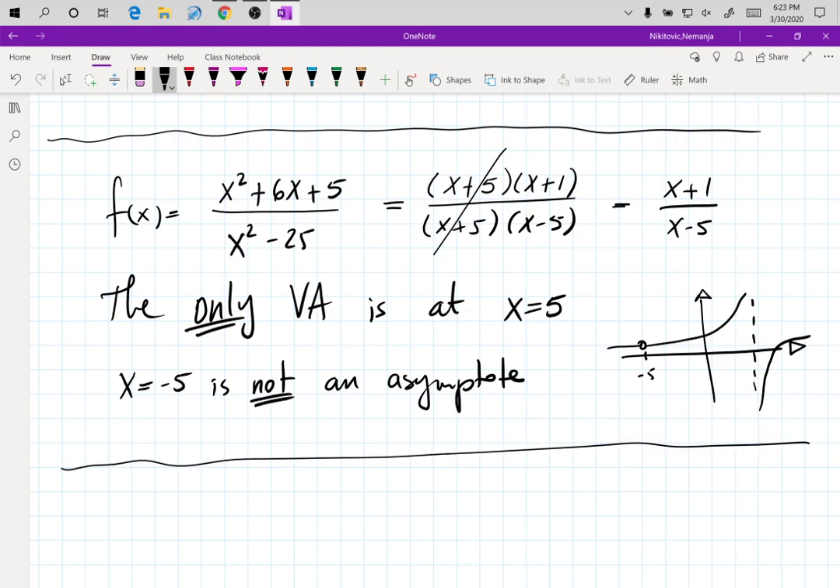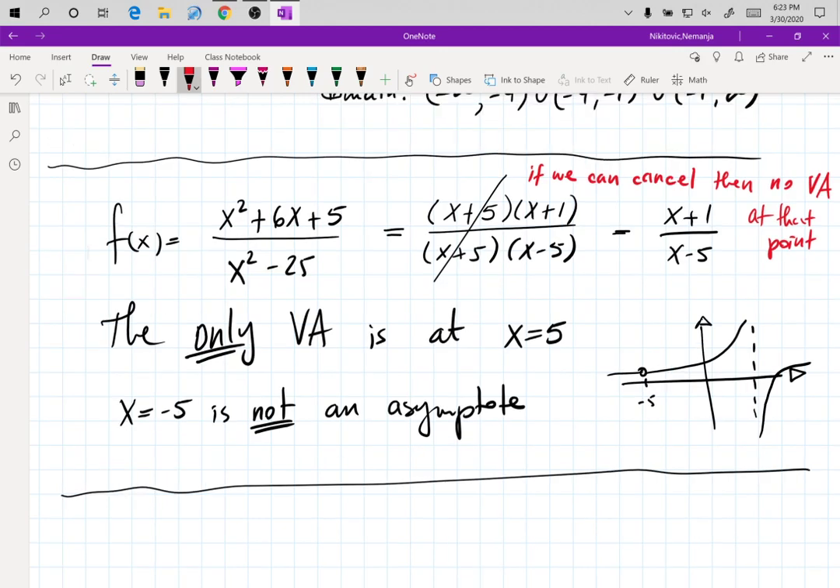So it's important to know that if you can cancel, let me write that in blood over here. If we can cancel, then no VA, no vertical asymptote, at that point. So that's why x equals -5 is not a vertical asymptote. So that's the story of vertical asymptotes for now.